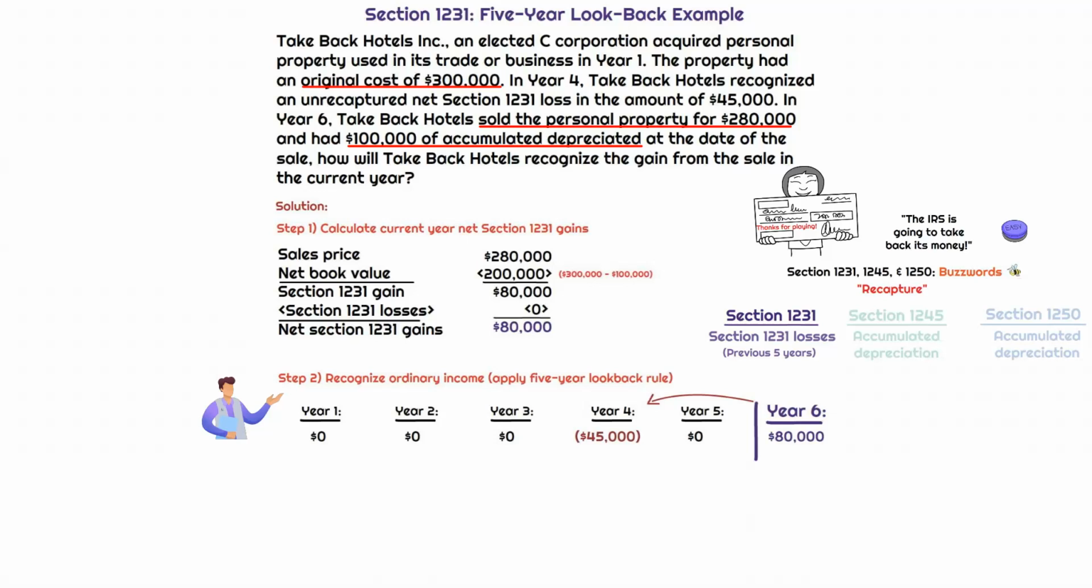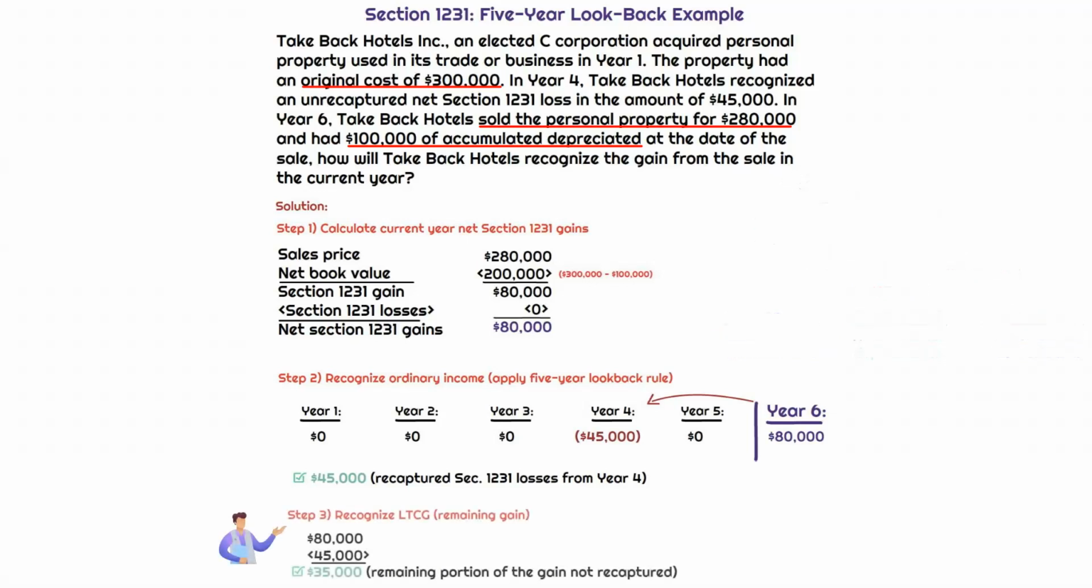Okay, so we know that we had a net Section 1231 loss in year 4 in the amount of $45,000. This is the amount that is getting recaptured and will therefore be recognized as ordinary income. Okay, so after we have made that determination, we still have $35,000 from this gain that remains. This is the portion that is going to get recognized as the Section 1231 gain, which will be recorded as a long-term capital gain. This is the good part for the taxpayer.